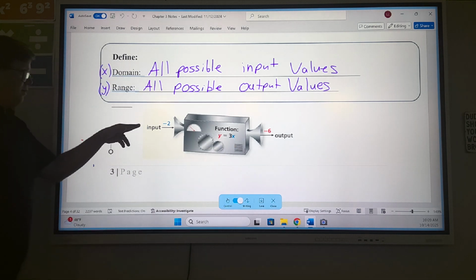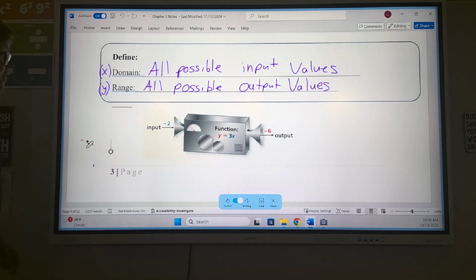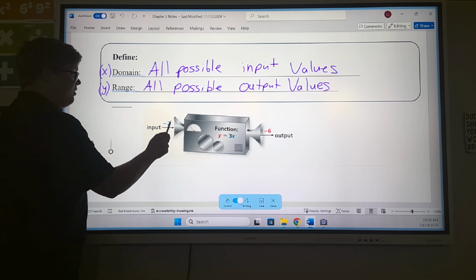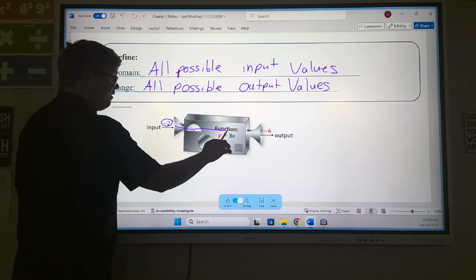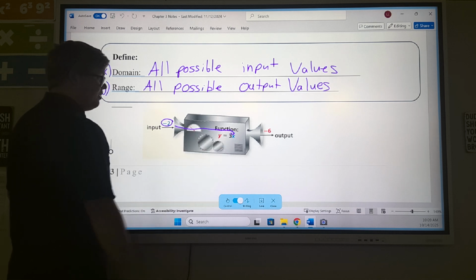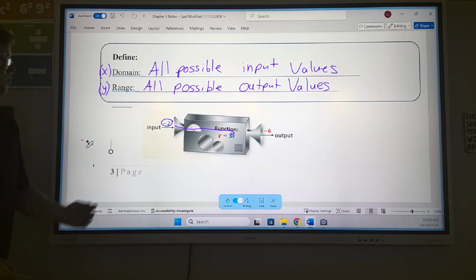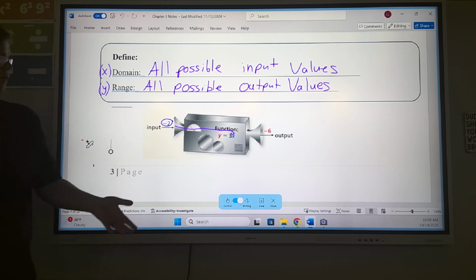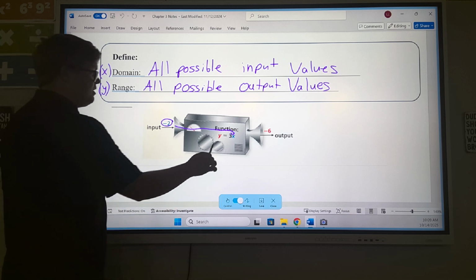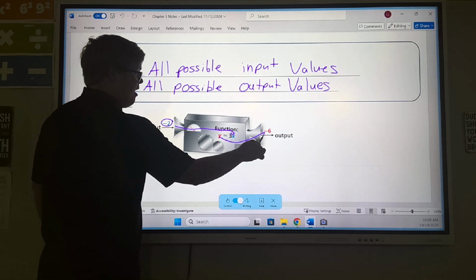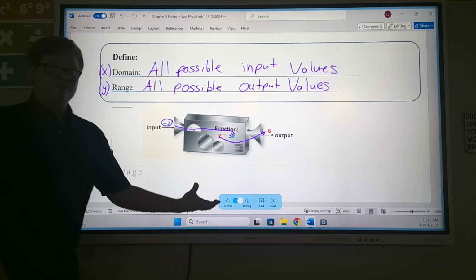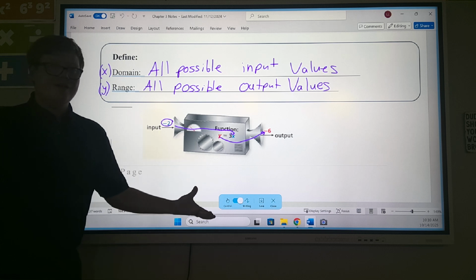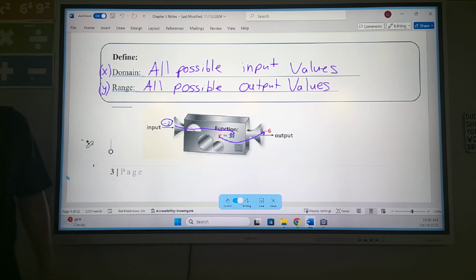So the input or the domain goes into the function machine. So -2 is going into the function machine. It's being plugged in for x in this situation. Y equals 3x, so that's y equals 3 times a negative 2. 3 times a negative 2 is 6, and that's where we get our output. That's how functions work. You put the input in, which is what you're plugging into the function, and the output is what you get at the end.